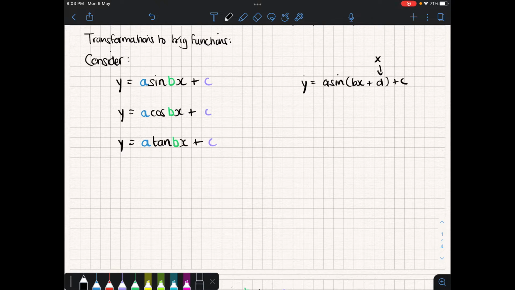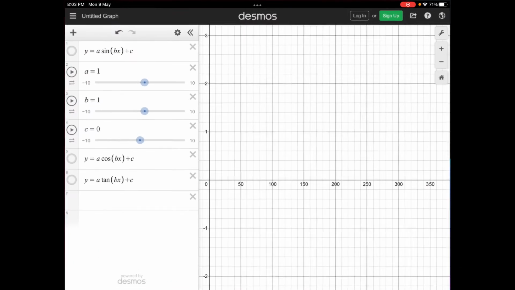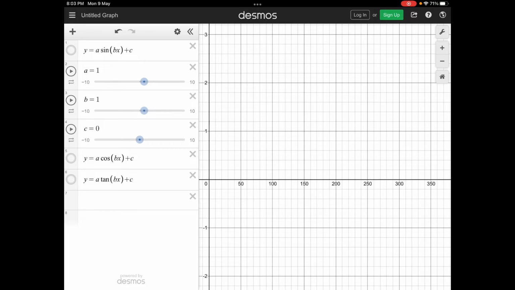All right, so what we're going to do is switch to Desmos in order for us to understand what happens when we change the values, depending on where these values are. So let's start off with the basic sine graph. All right, so here we have a standard sine graph.